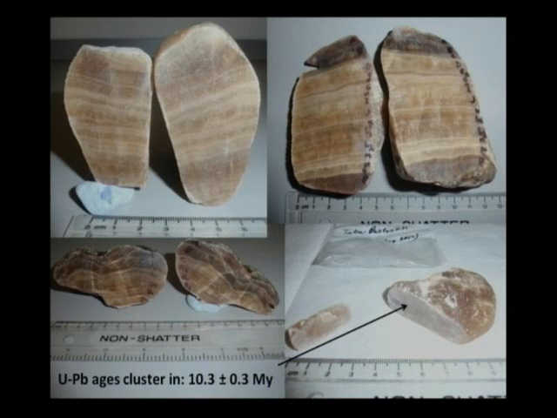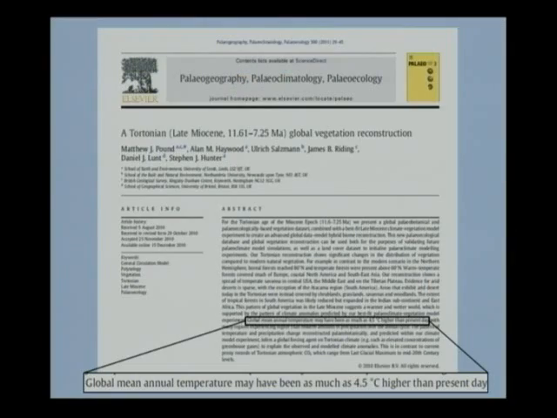And when we cut them and dated them, we found that the ages are 10 million years in uranium-lead age. And it's the Tortonian epoch, when in Israel it was the Bira formation, I think, the Bira lakes. And when I started looking at literature about this period, it showed that global mean annual temperature may have been as much as 4.5 degrees higher than present day.